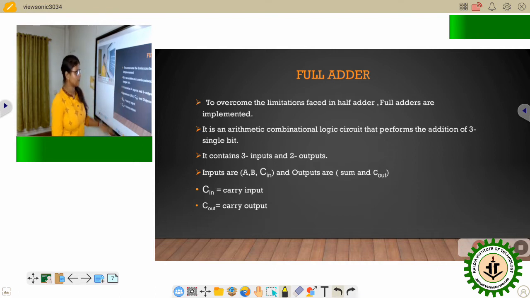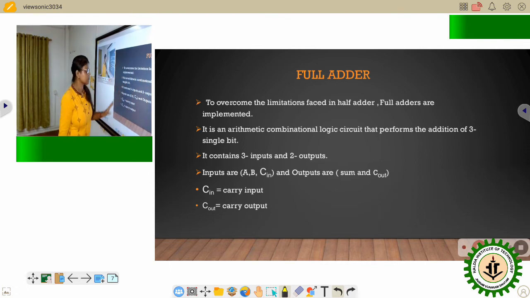A full adder is an arithmetic combinational logic circuit which performs the addition of 3 single bit digits. So I have written, to overcome the limitation faced in half adder, full adders are implemented, meaning we are adding the carry part. So it is an arithmetic combinational circuit that performs the addition of 3 single bit digits.